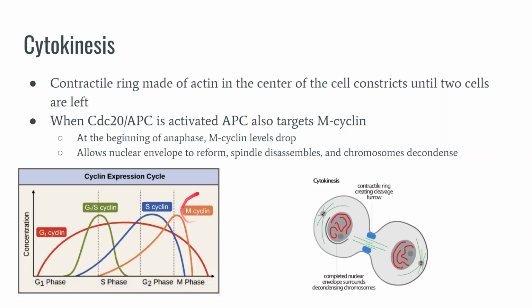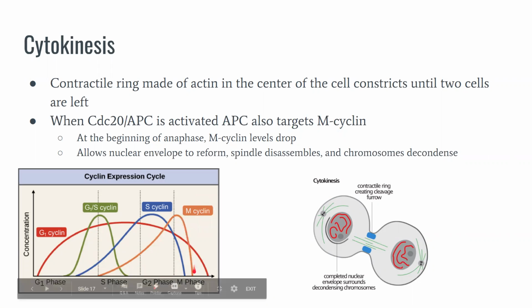But then we're talking specifically about M cyclin here, it drops off very quickly during anaphase because during anaphase, once you split your sister chromatids, you want the nuclear envelope to reform, you want the spindle to disassemble, and you want the chromosomes to decondense. You don't need these in prophase anymore. So this is why at the beginning of anaphase, M cyclin levels drop.